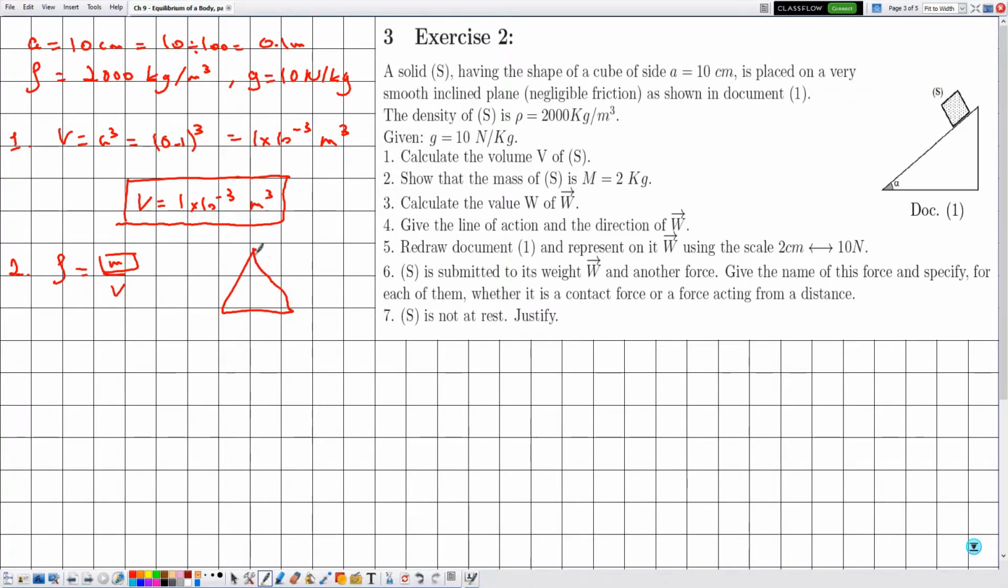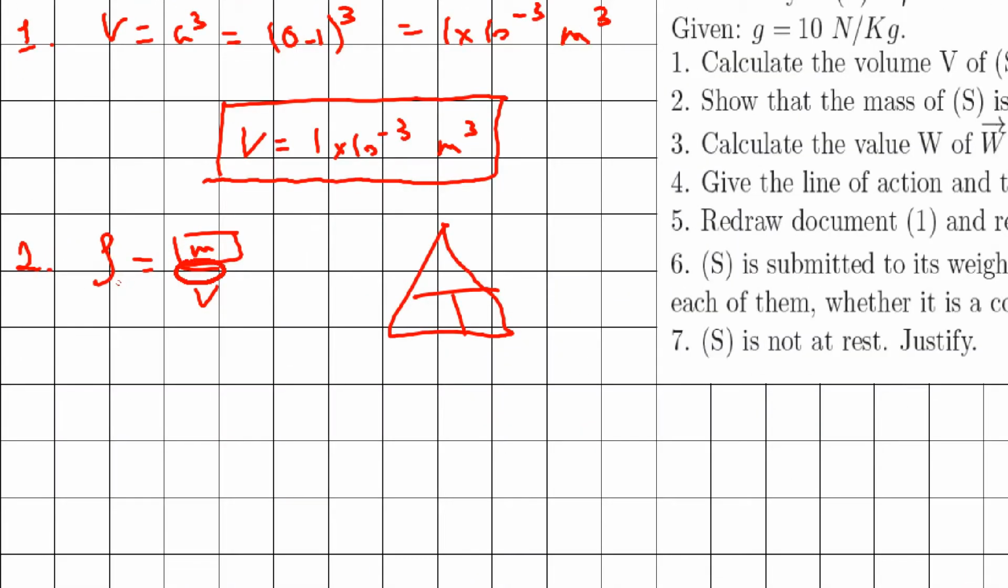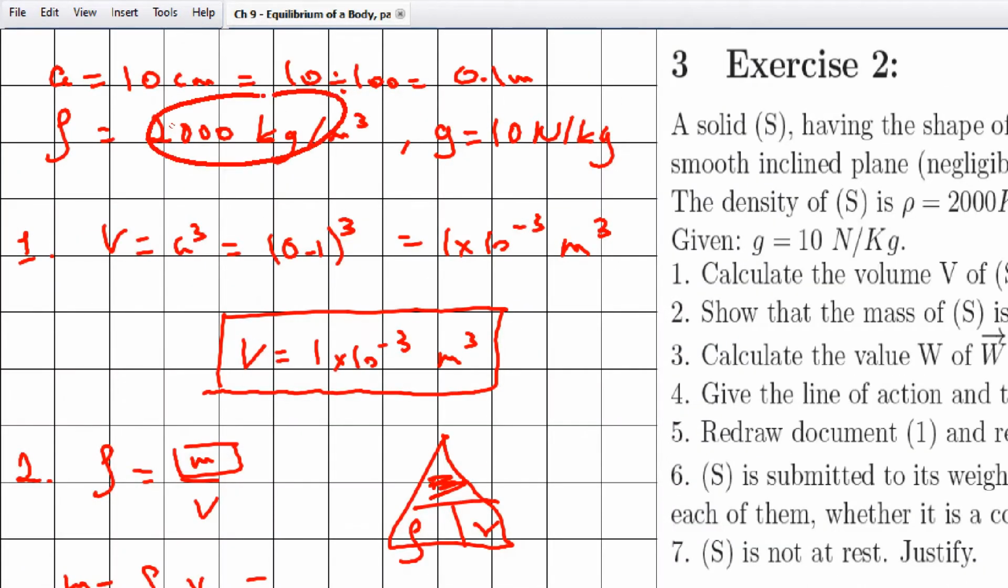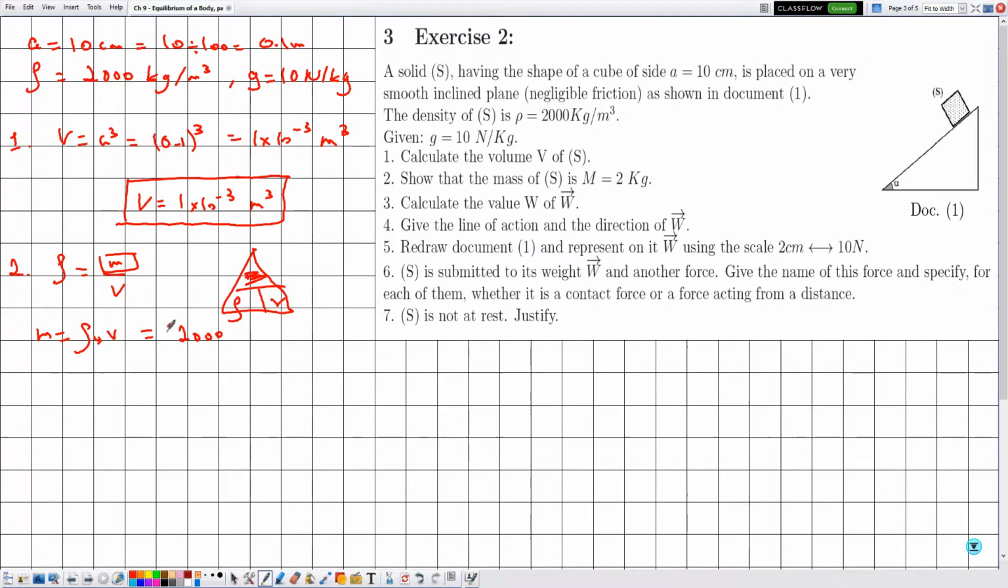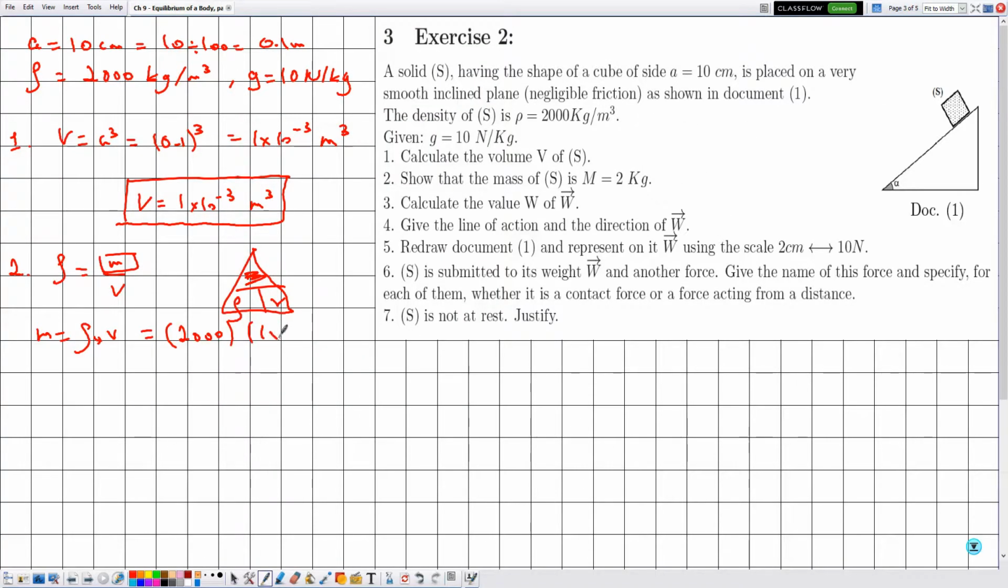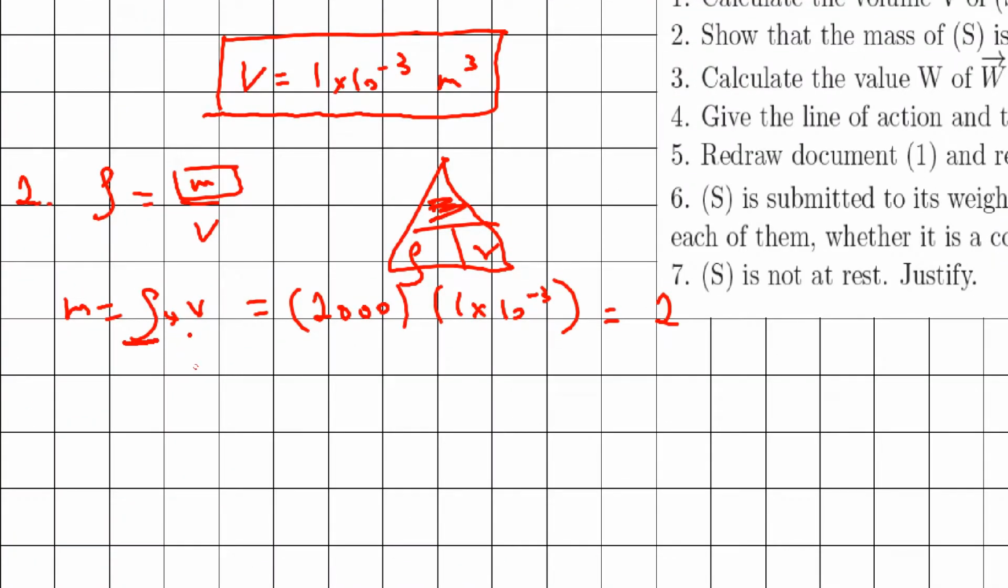Then constructing the triangle, m will be at the top, rho and V at the bottom, putting our hand over m, then m is given by rho multiplied by V. The value of rho is given by 2000 in the SI, and the value of the volume in the SI is given by 1 times 10 to the power minus 3. And plugging this on the calculator, then the mass is given by 2. Since this is in the SI, the value of m will be in the SI, which is kilogram.